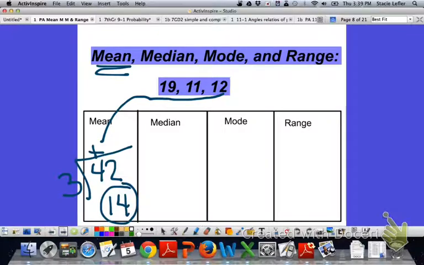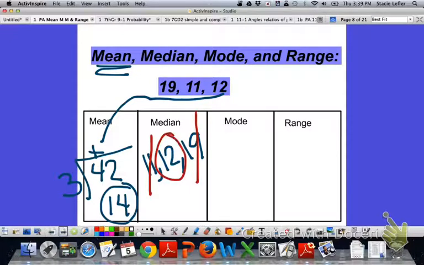For the median, it's important to put them in order first. So you have to have 11 followed by 12 followed by 19. And then you're just looking at the middle. Well, I carefully cross out both sides. I have 1 crossed off on both sides, leaving me 12 in the middle. So 12 is the median.